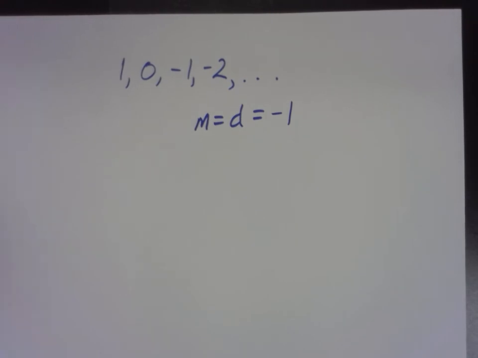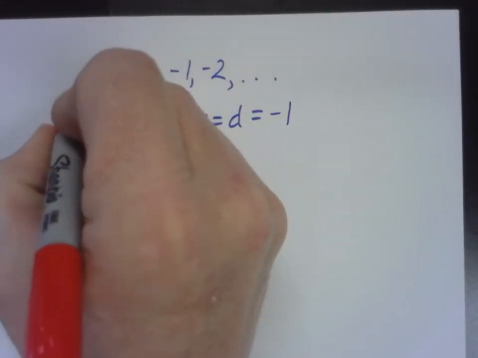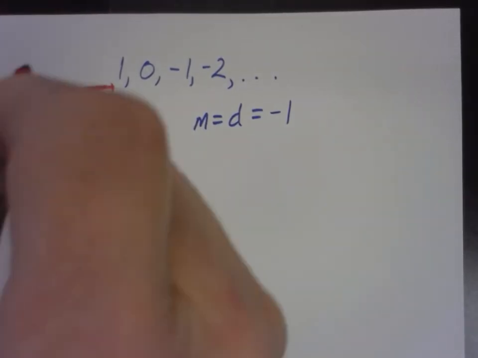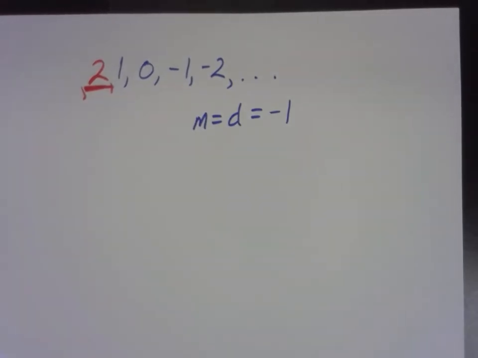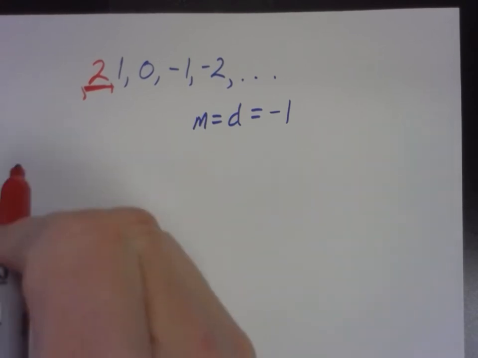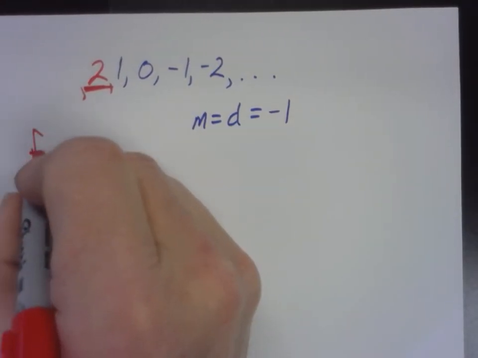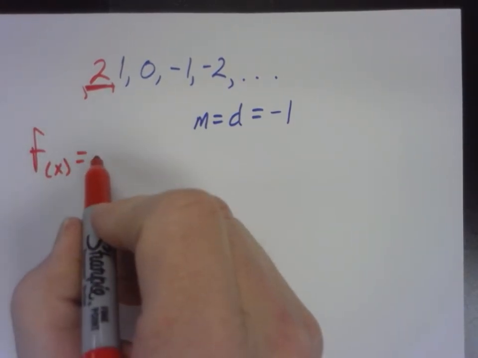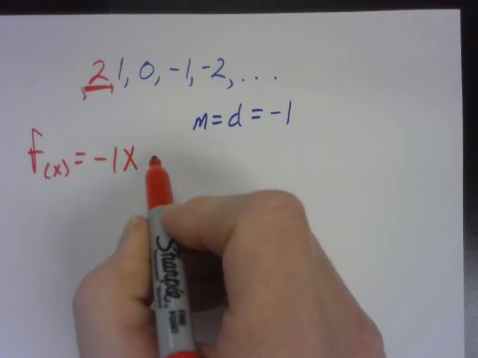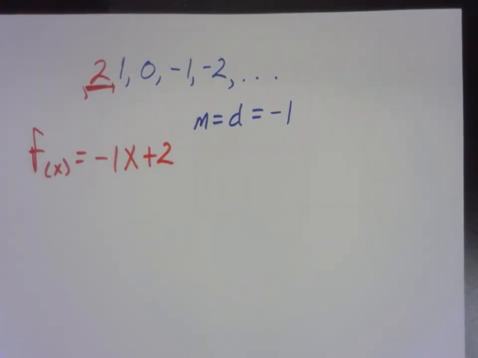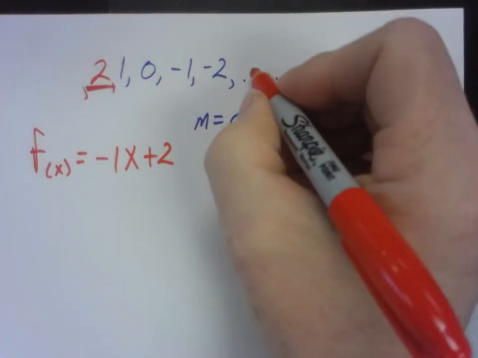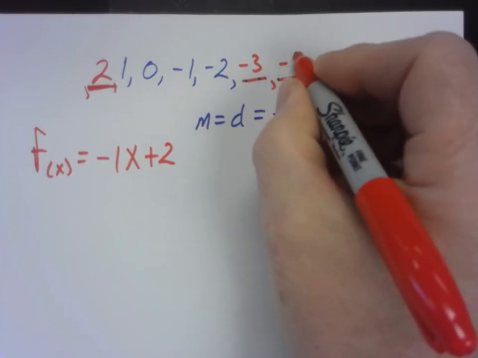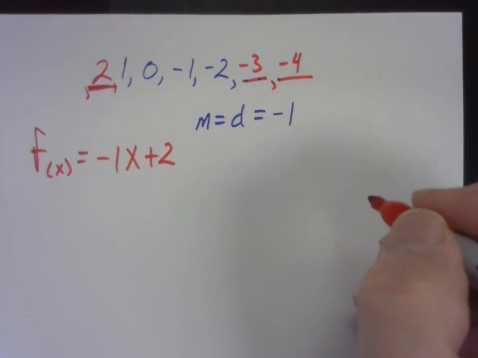Can you guys tell me about the 0 term? What is it? There you go. It's 2. Can we write the equation? Here, I'm going to write it this way. F of x. What does f of x equal? Plus 2. So, can you all tell me the next term in this series? -3. And the next one? -4. Can you tell me the nth term in this series?